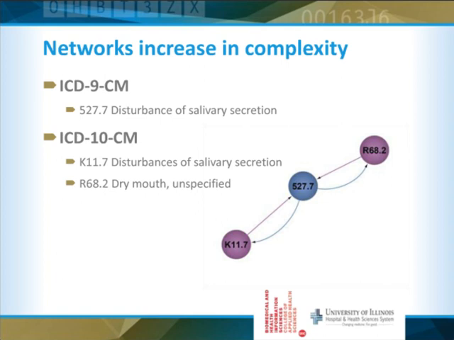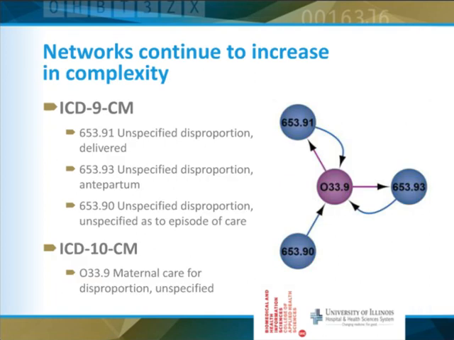So one of the network motifs is disturbances of salivary secretion. Go forward to K11.7, disturbances of salivary secretion. We've also added more information or a new diagnosis, dry mouth unspecified. But if you're running reports about salivary problems, you just swap out these two codes for the one code in reports for analysts. So they're not all that easy.